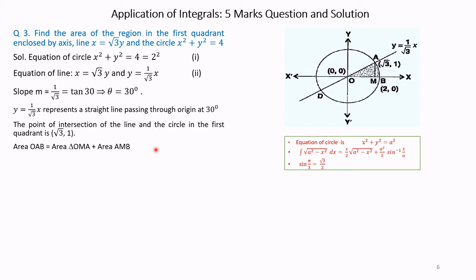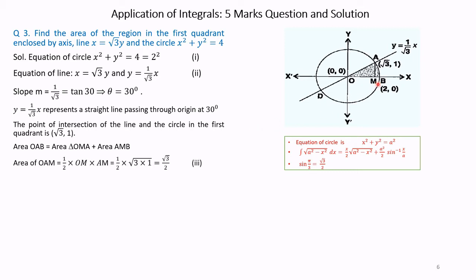The area OAB is the required area. That is the shaded portion we are required to find out. So this is nothing but OAM plus AMB. These are the two areas, so we have to calculate them separately.